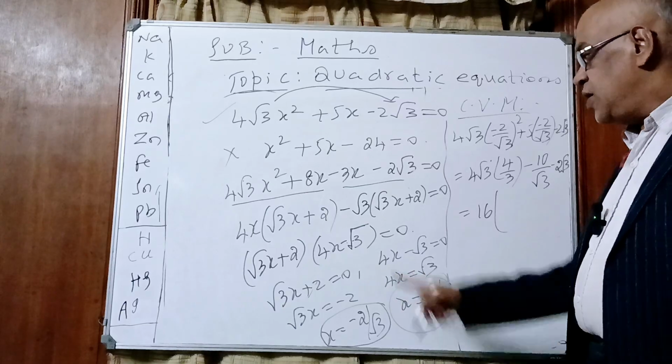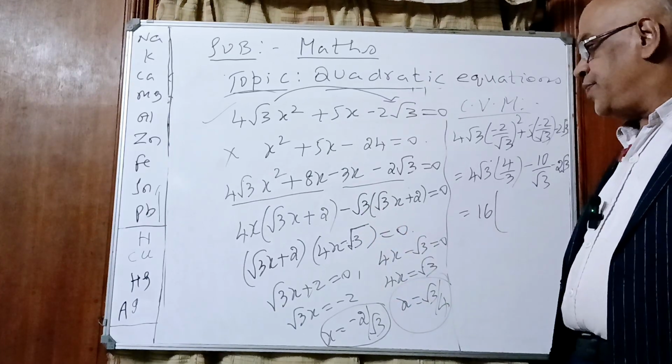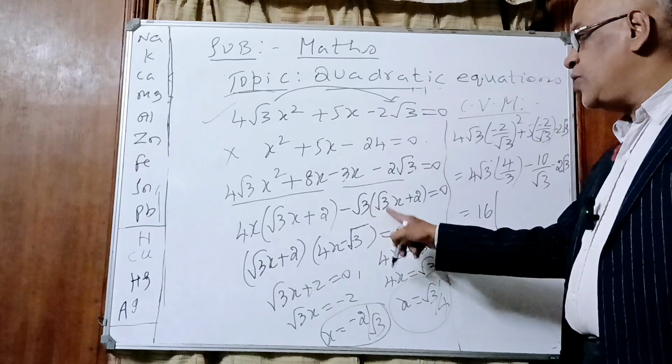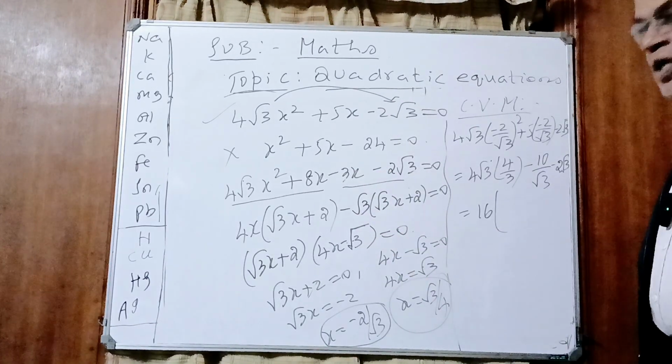What did I tell you here? Root 3 into root 3 is 3. Root 3 into root 3 is root 9, and the square root of 9 is 3. So 3 can be written as root 3 into root 3.